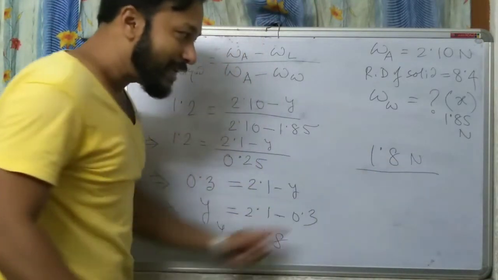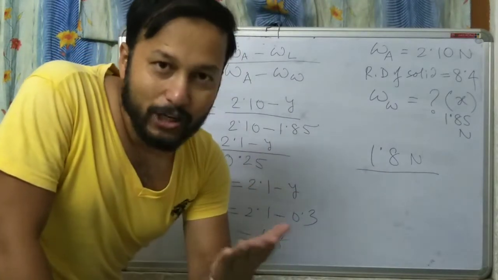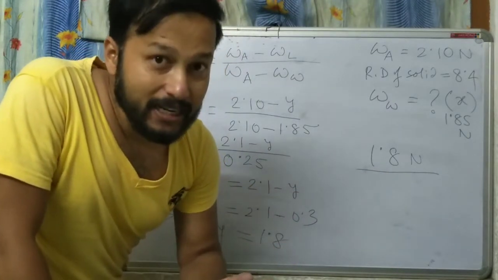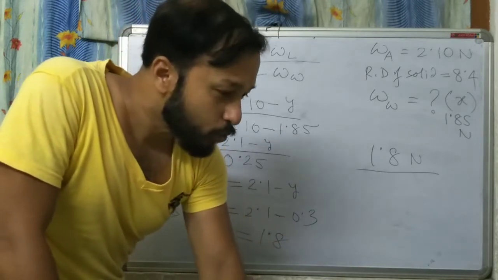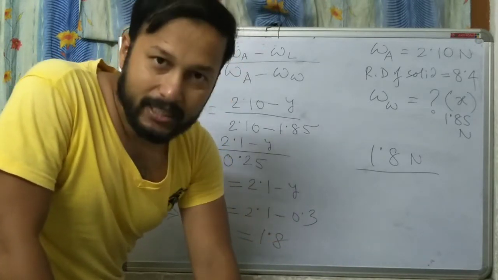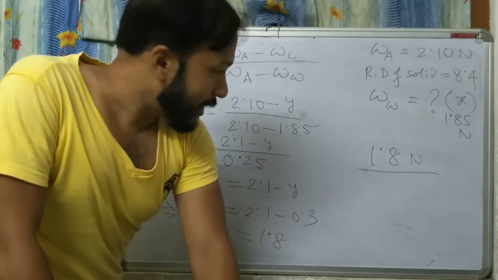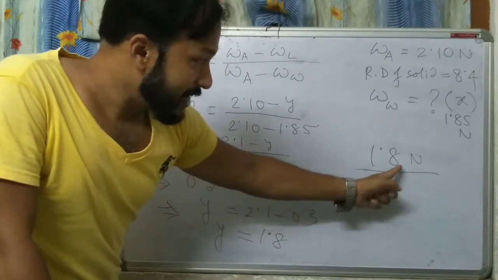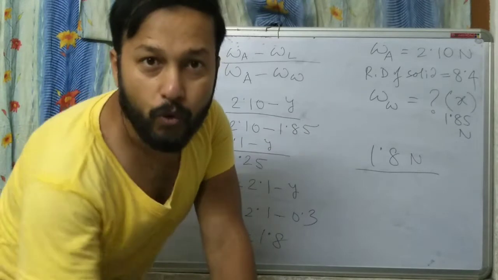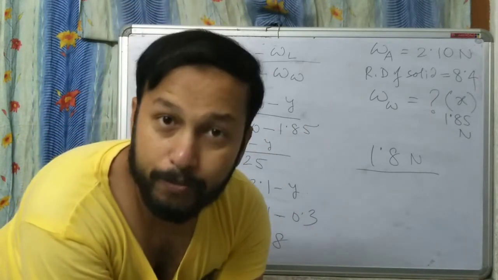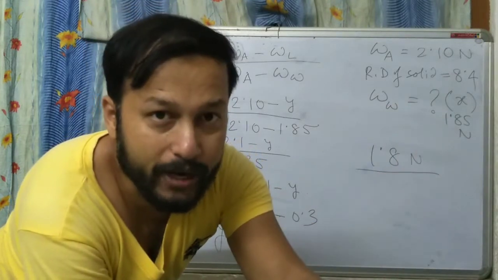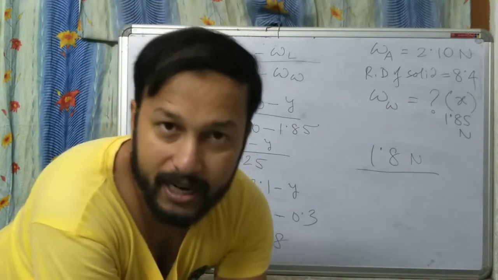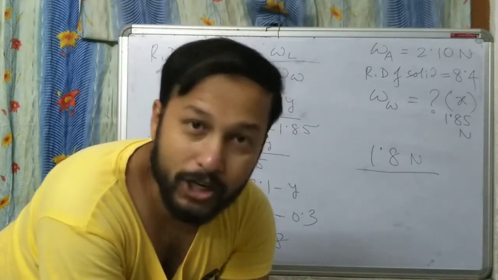1.8 Newton. This is the weight of that object in that particular liquid whose relative density is 1.2. Understood? I repeat, 1.8 Newton is the weight of that object when you have immersed it in that liquid whose relative density is 1.2. Understood?